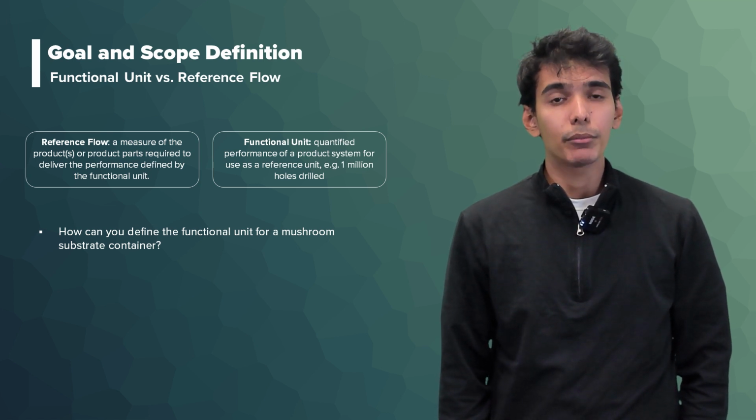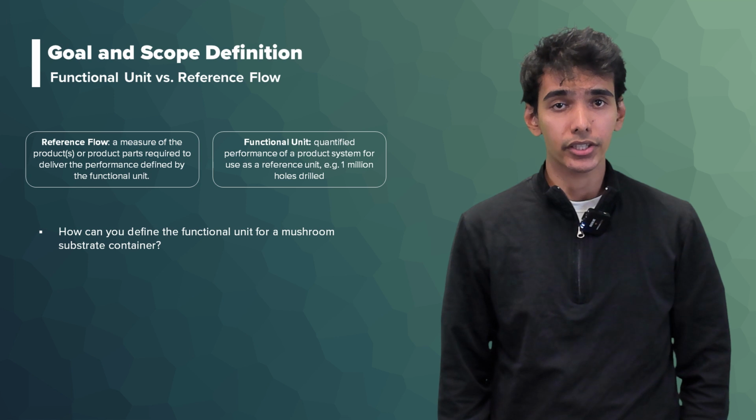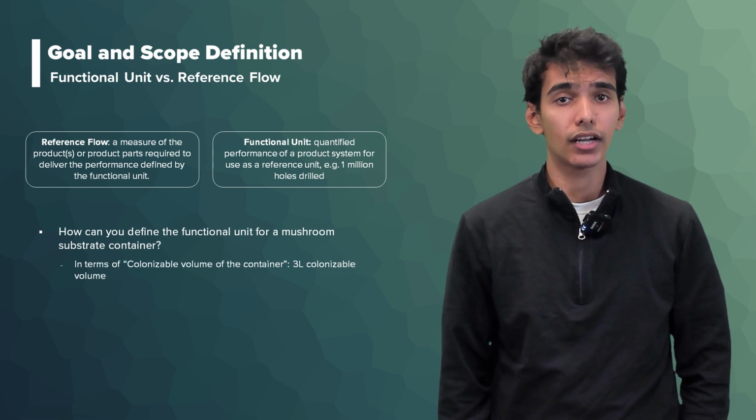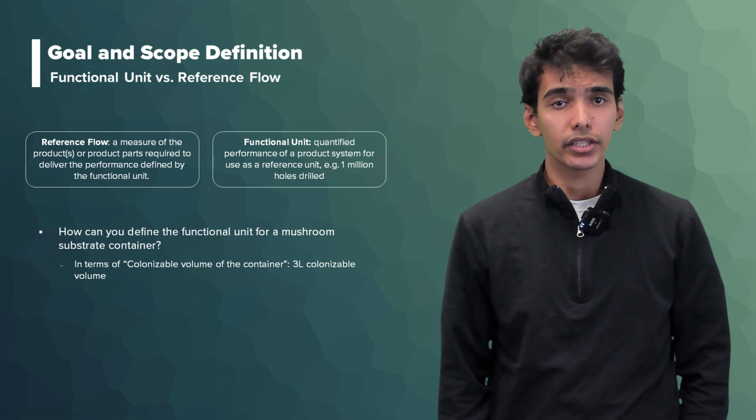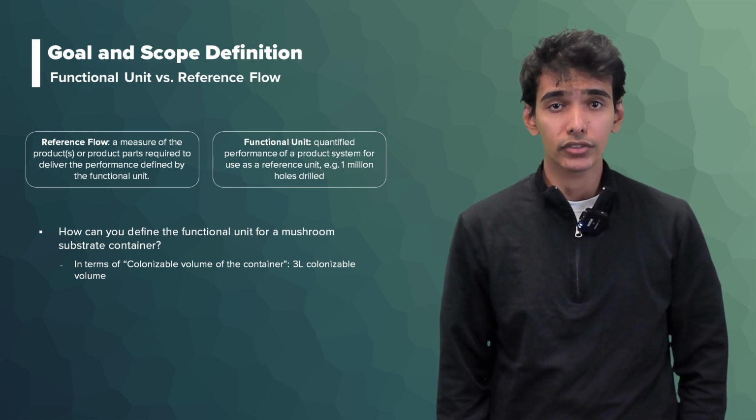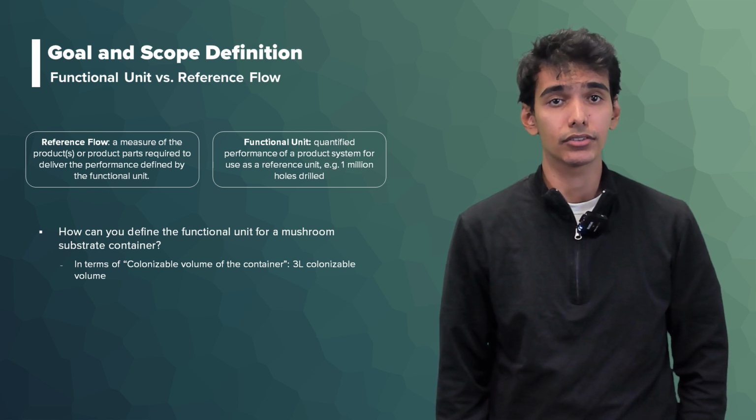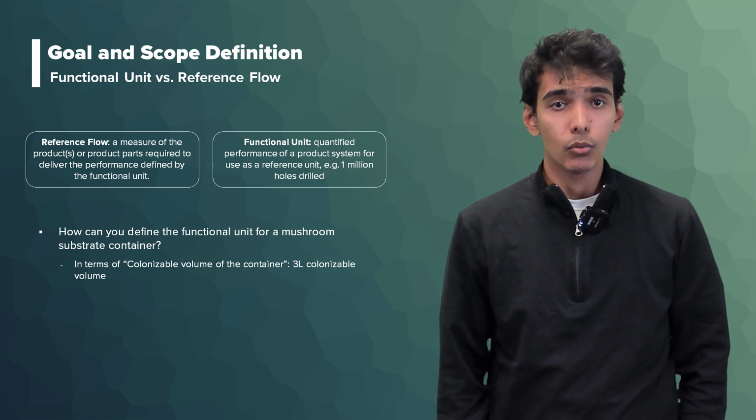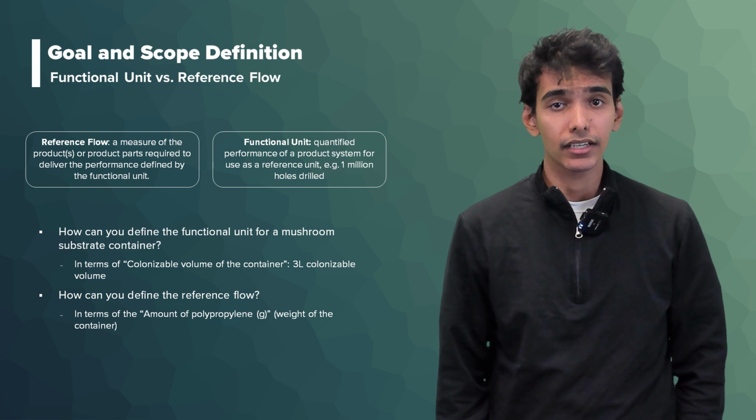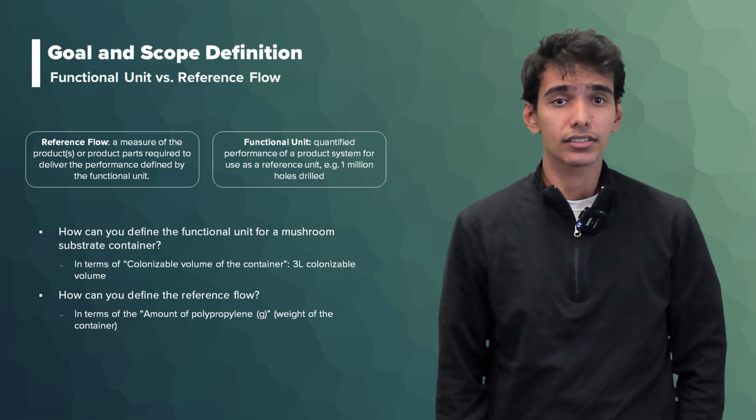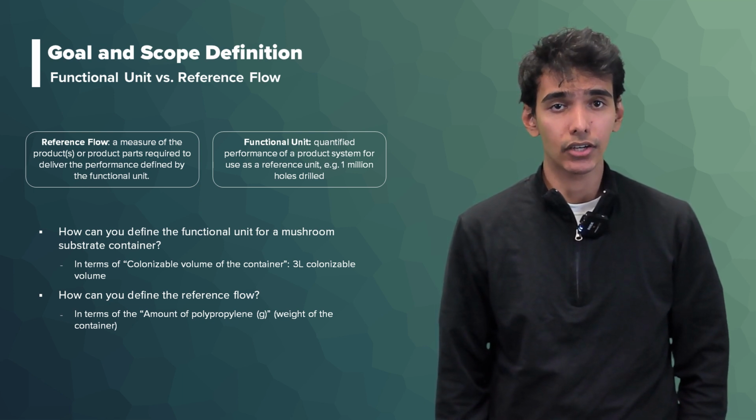Because the primary function of a mushroom substrate container is to have colonizable substrate inside of it, we can define the functional unit in terms of the colonizable volume of the container itself. In our case, our container was 3 liters. What about the reference flow? This we can do in terms of the amount of polypropylene in grams. So essentially this comes up to the weight of the container itself.